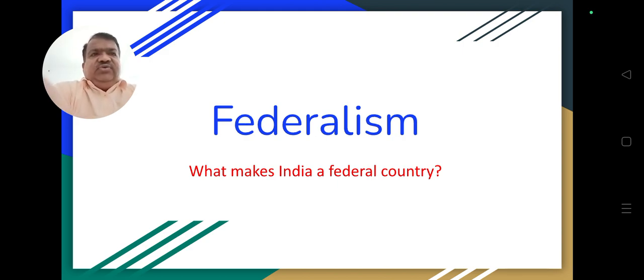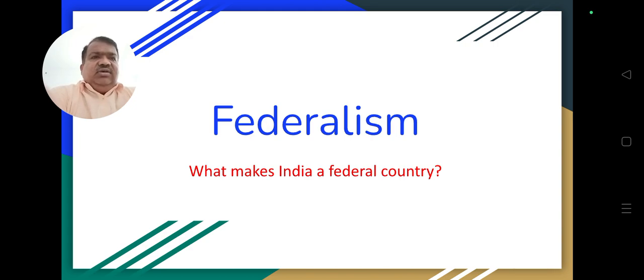Already we have understood there are two types of systems. One is unitary, the other one is federal structure of governance. In unitary governance, there will be only one government at the central level. There will be no other governments at the state level. The central government alone will take care of the whole country.